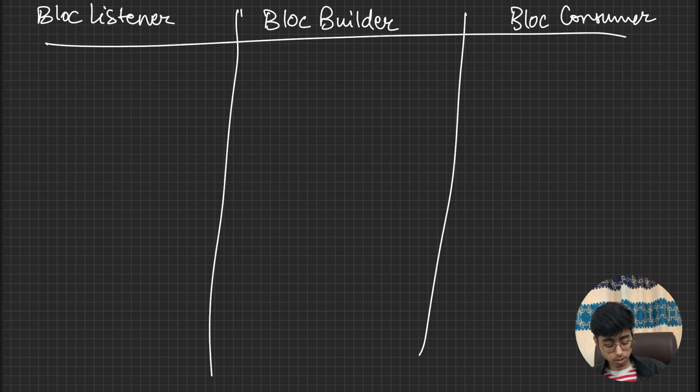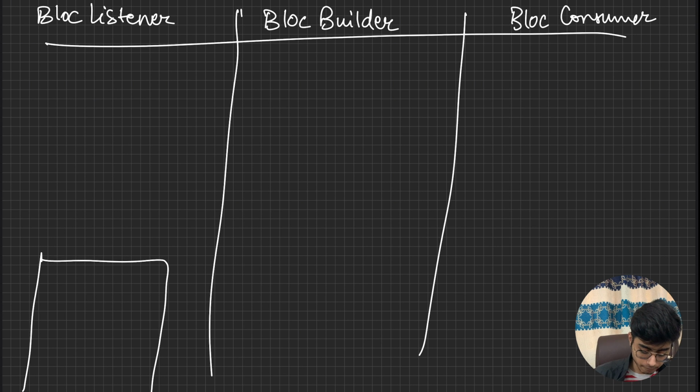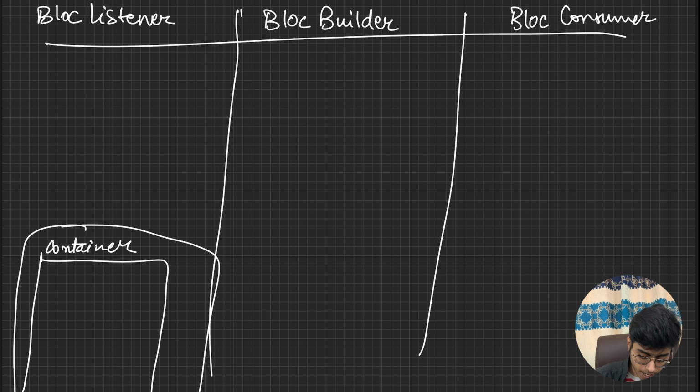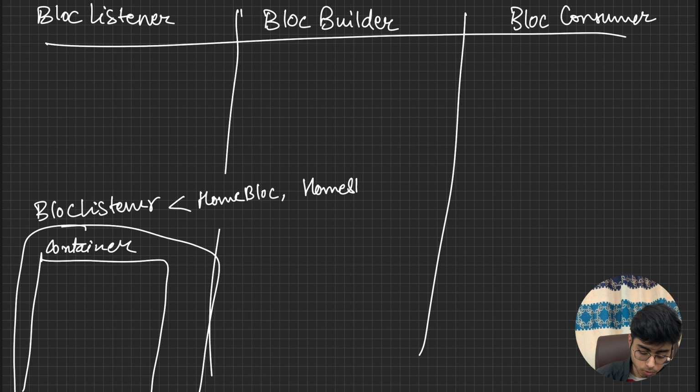So what happens, let's say you are having this page, right? And this is basically a container. In this container, you can have a list view, a column, a grid view, anything you can have, right? What you will do is wrap this container with a BlocListener. And this BlocListener will have HomeBloc, comma, HomeState.